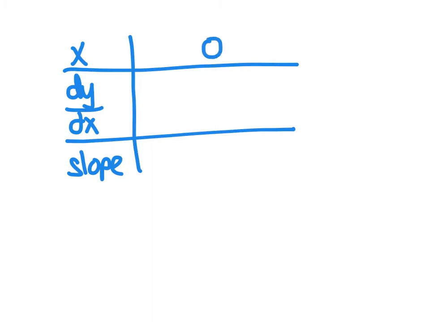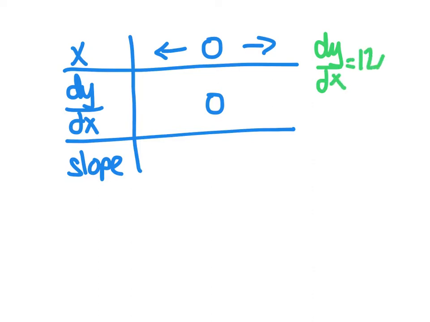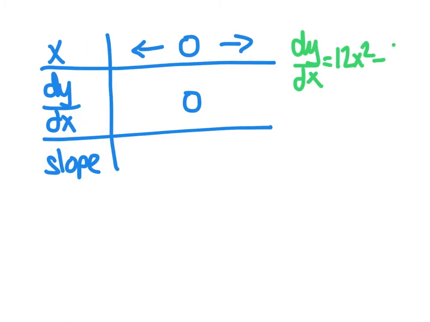I'm going to have x is 0, and I want a little bit less than that, a little bit more than that. When x is 0, our derivative is 0. And I'm just going to write the derivative here so that I remember what I'm substituting into. And that's 12x squared minus 8x cubed.